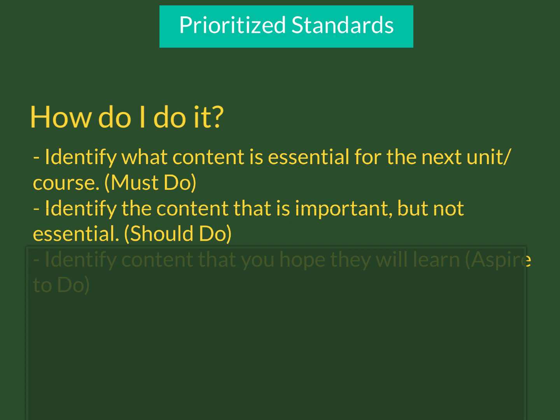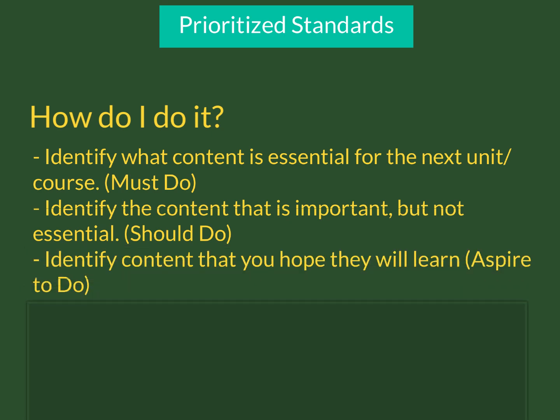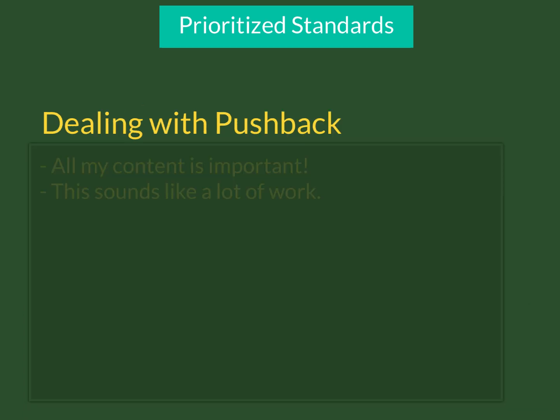You should do these, and then there's going to be content that you really hope they learn, but if they don't, it's not going to hurt them at all. Really, they're going to be fine in the future. It's awesome if they do learn it though. So those are your aspire to do's. Sometimes I'll break it down as if you can do all the must do's, that's a C. If you can do all the must do's and should do's, that's a B. Do the must, should, and aspires, that's an A. But of course, you can modify that to fit what you need or what could work for you.